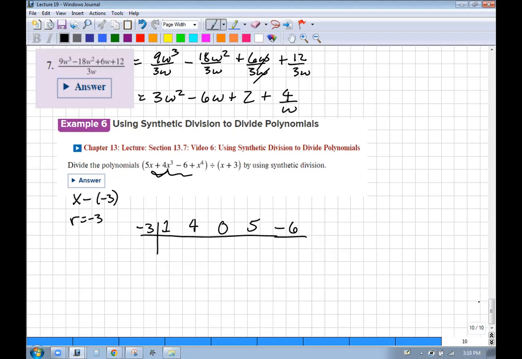And let's see if I can remember. What did they do? They brought down the first number, and then they multiply these. No, I don't remember. Who remembers the steps?